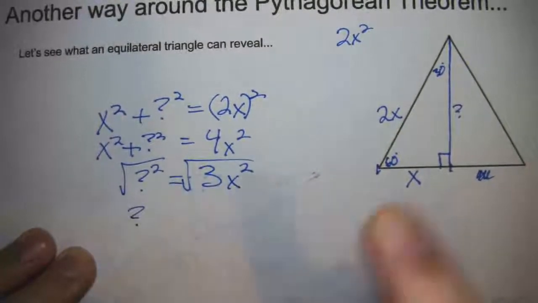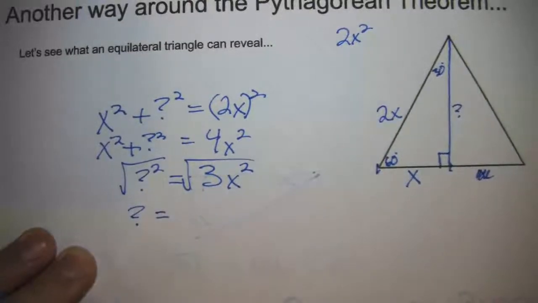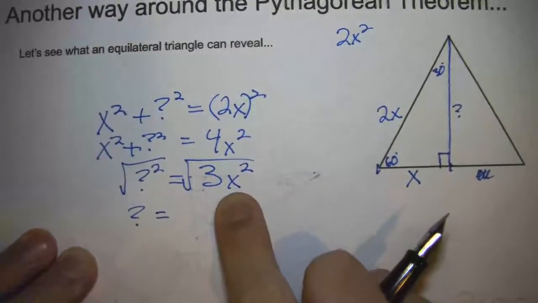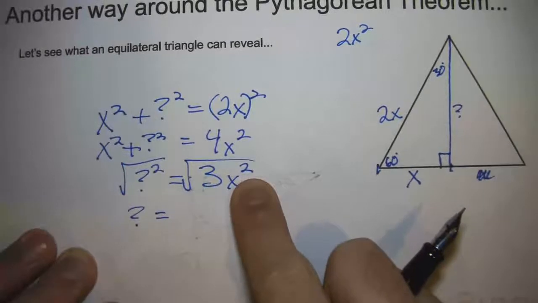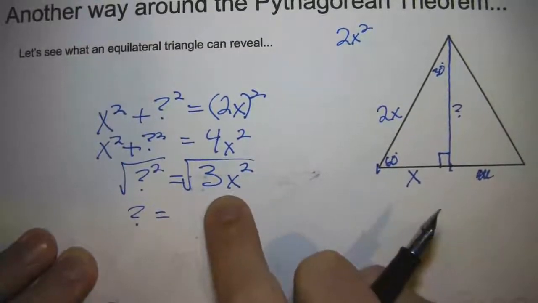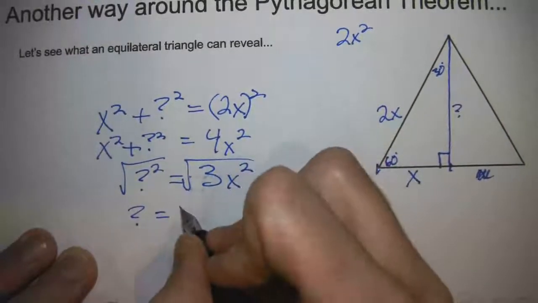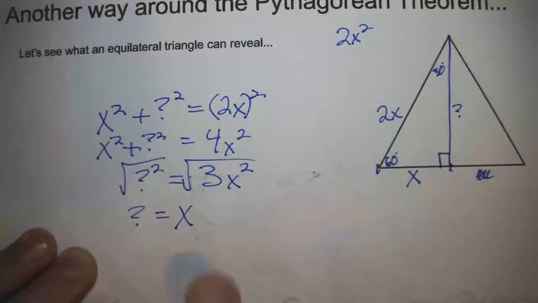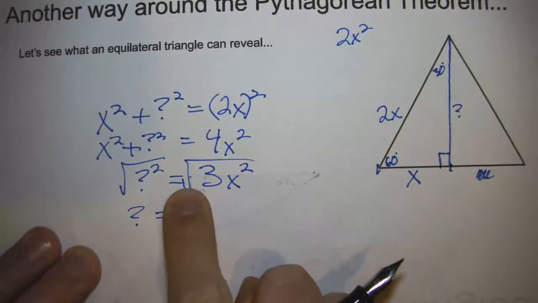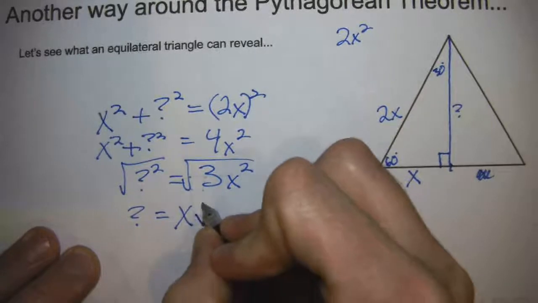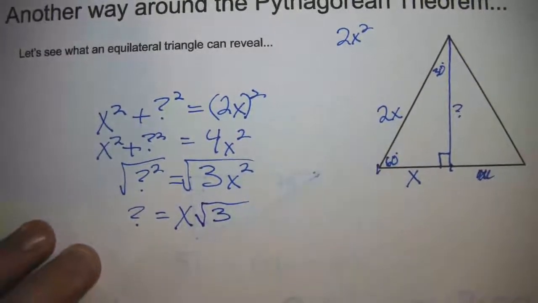Our unknown, excellent, that's what we were going for, is equal to, well, I noticed that x squared is a perfect square, so we'll go ahead and take the square root of that. The square root of x squared is just x. And I noticed that 3 is all that's left. Well, 3 is not a perfect square number, so we're just going to write that down, square root of 3.